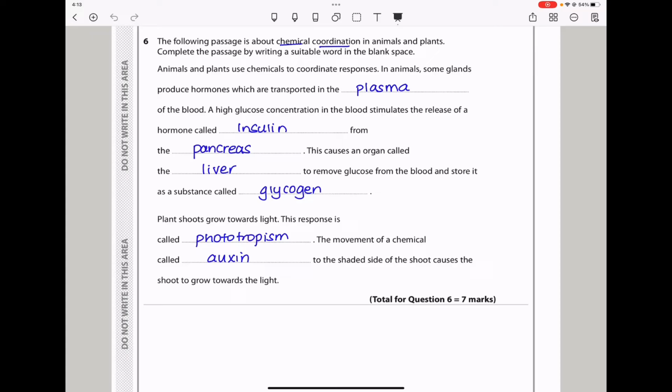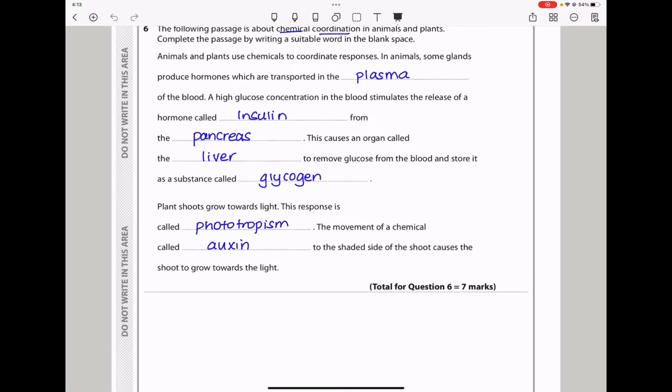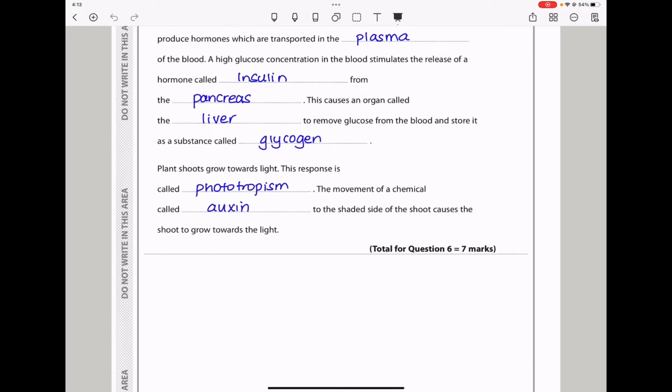Then plant shoots grow towards light. This response is called phototropism, or you could say positive phototropism, and the movement of a chemical called auxin to the shaded side of the shoot causes the shoot to grow towards the light. So this brings us to the end of question 6. Let's continue to question 7.